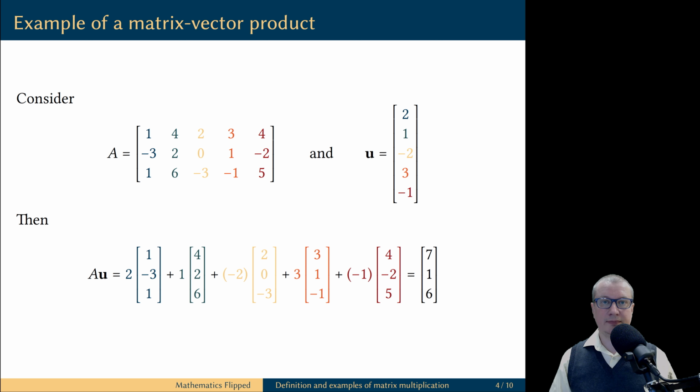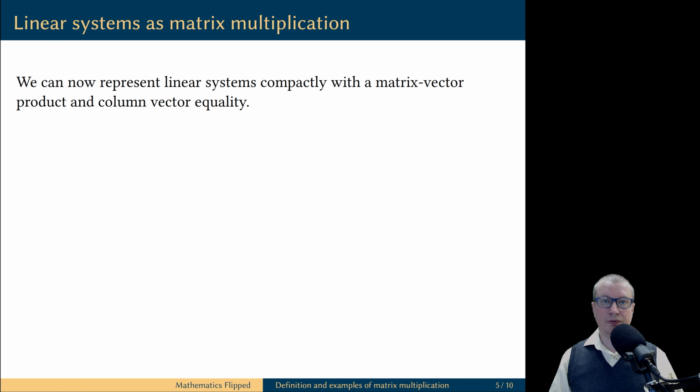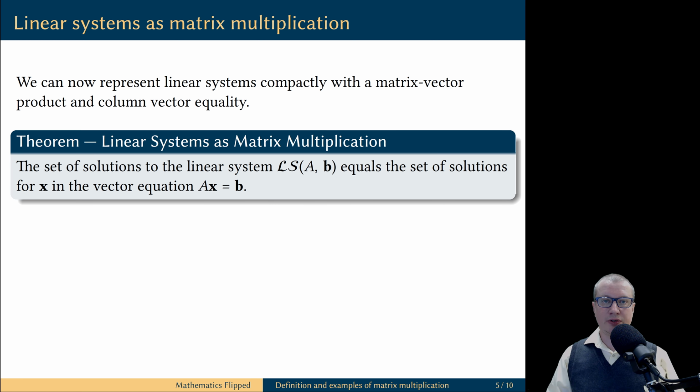Now we can use this new definition of matrix vector product to come up with the best possible way to express linear systems. The set of solutions to the linear system with A as the coefficient matrix and b as a vector of constants is equal to the set of solutions for the vector x in the vector equation Ax equals b. In this equation, the left-hand side is the matrix vector product. The coefficient matrix A is multiplied by the solution vector x.